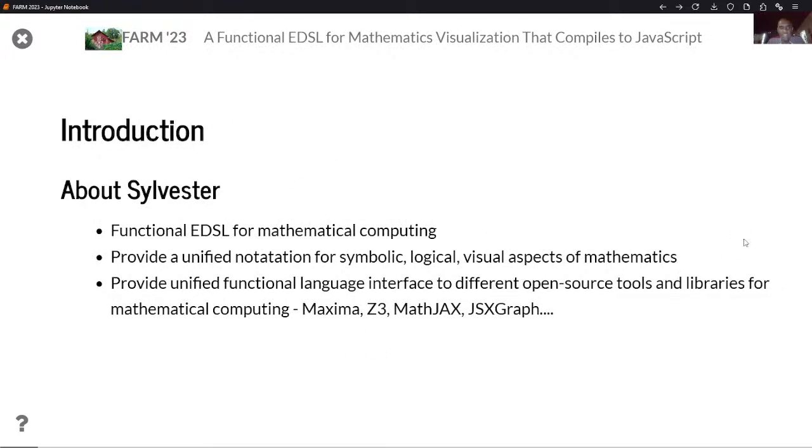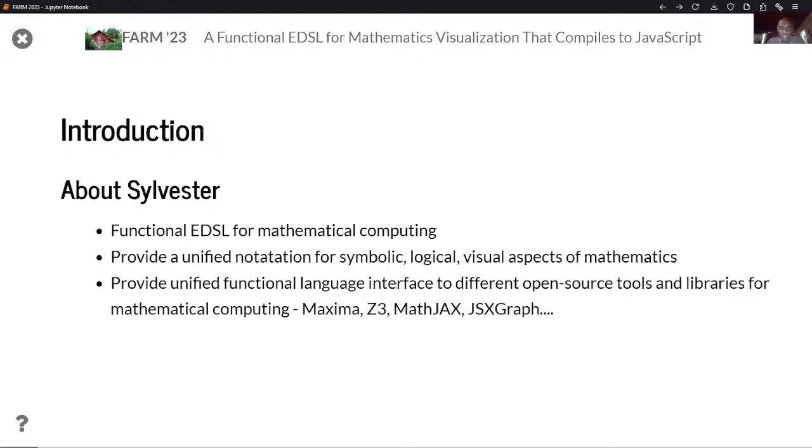So I'm going to talk about Sylvester. Sylvester is a functional EDSL for mathematical computing. It aims to provide a unified notation for symbolic, logical, visual aspects of mathematics, and to provide a unified functional language interface to different open source tools and libraries. Probably going to be tools like Maxima, Z3, GSX.